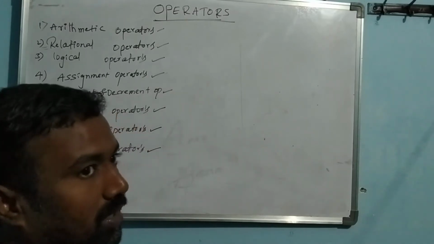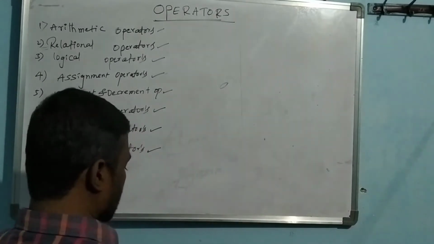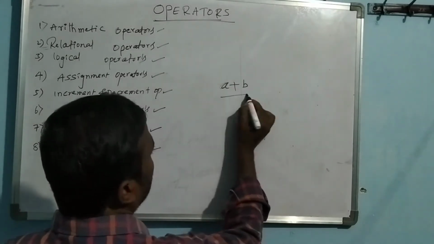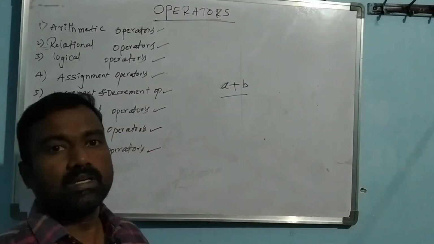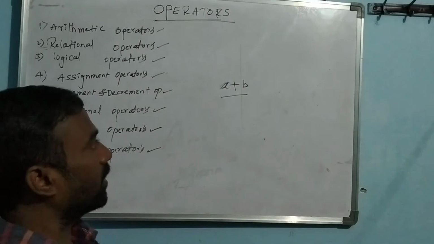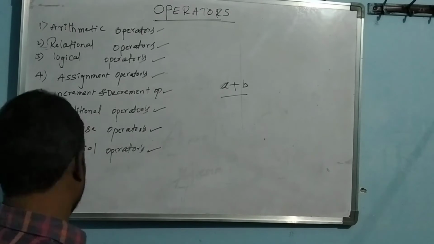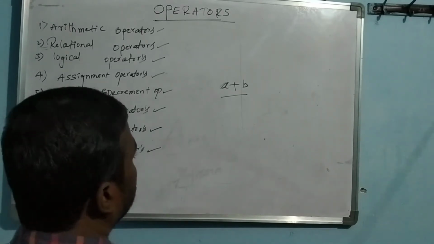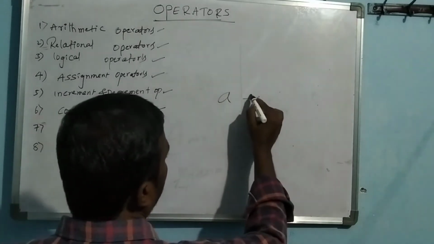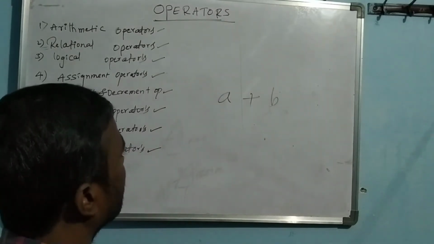So what is the meaning of an operator? See here, I am taking an equation, a plus b. This is a small equation I am using to understand the meaning of operators. So what is meant by a plus b?